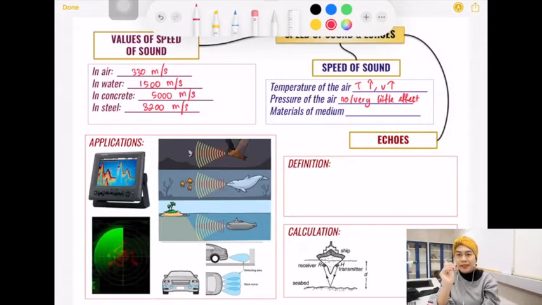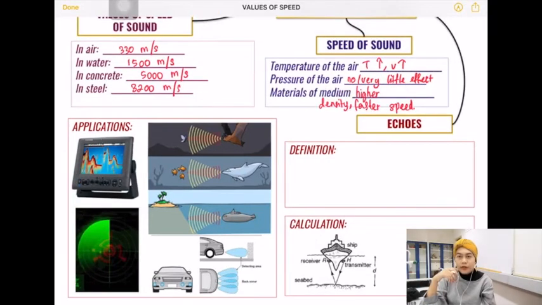In terms of the materials of the medium, you need to be able to look at it at the molecular level, in terms of how these particles interact with each other. The closer they are packed together, the faster the speed of sound will be, because it's easier to transfer the energy from one atom to another.